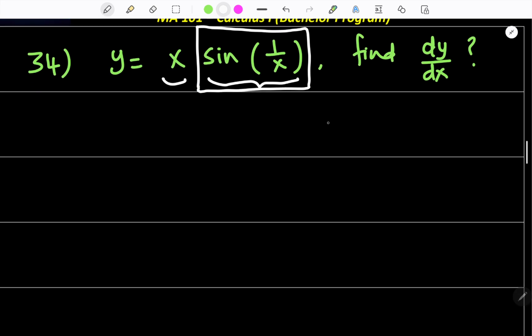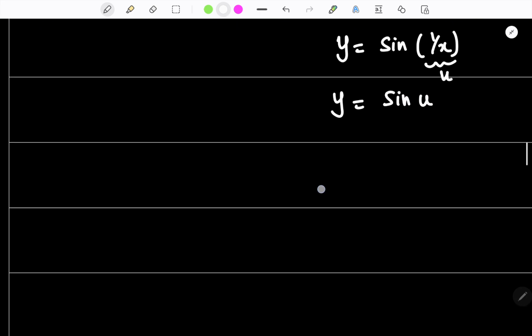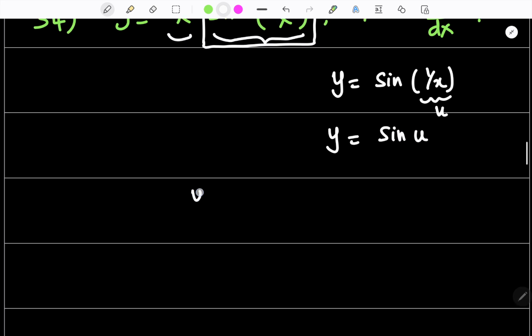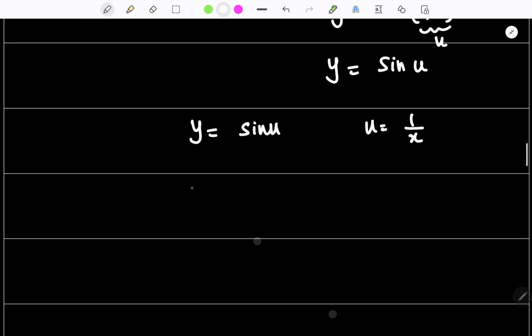Okay, listen carefully. y is equal to sine 1 by x. I'm going to call this u. So if I call this u, y is equal to sine u. The rule is y is equal to sine u and u is equal to 1 over x. dy divided by du is equal to cosine u. And du divided by dx is what? What is the derivative of 1 over x?